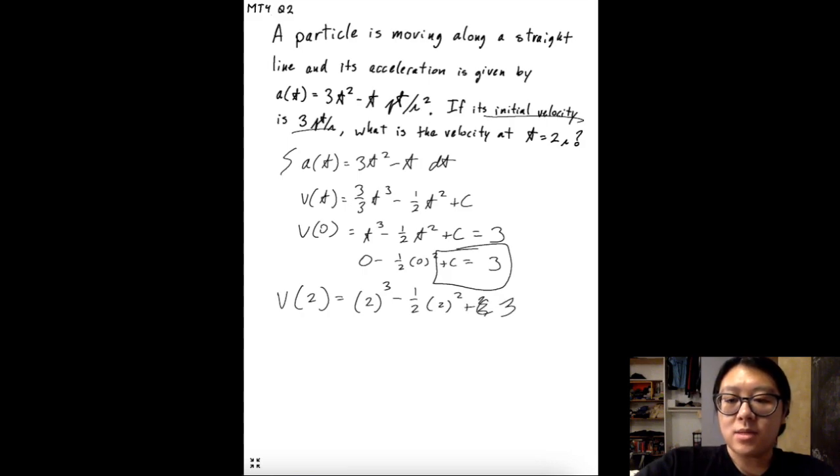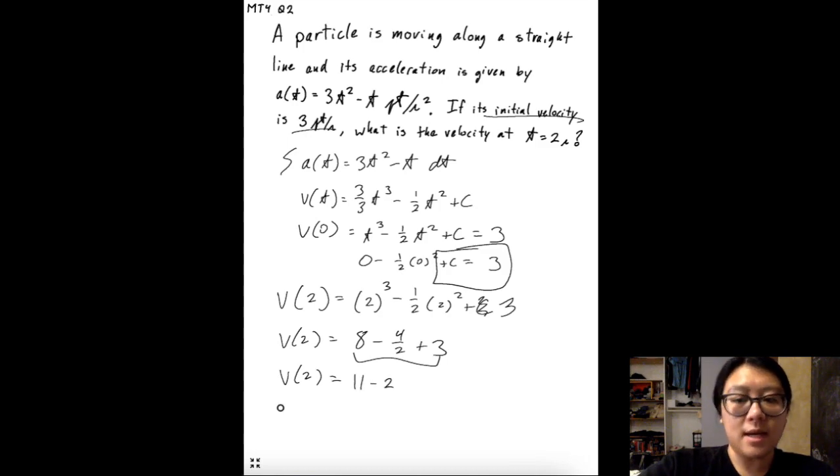The answer to that is going to be 8 minus 1/2 times 4, so 4 halves, plus 3. Put 8 and 3 together because that's just 11. And 4 divided by 2 is equal to 2. So 11 minus 2 is equal to 9. And we can't forget the units, and the units are feet per second. And there you go. Calculus.